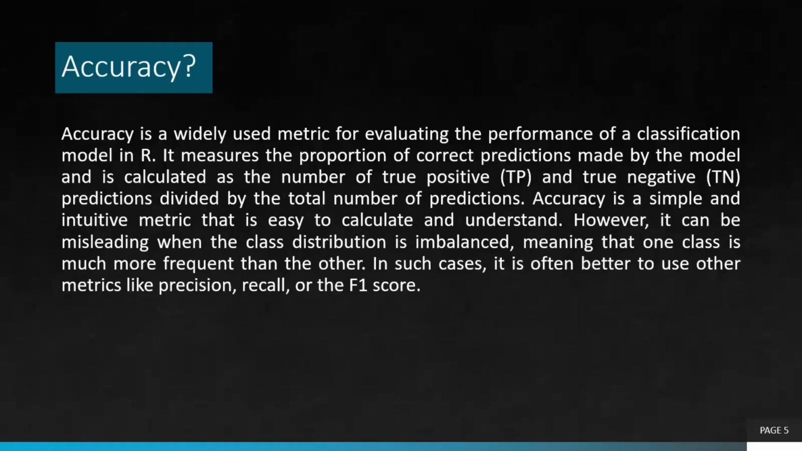However, it can be misleading when the class distribution is imbalanced, meaning that one class is much more frequent than the other. In such cases, it's often better to use other metrics like precision, recall, or the F1 score. Or you can also use techniques such as downsampling, upsampling, and SMOTE to handle the imbalanced dataset. We'll study these things in detail in the practical session.